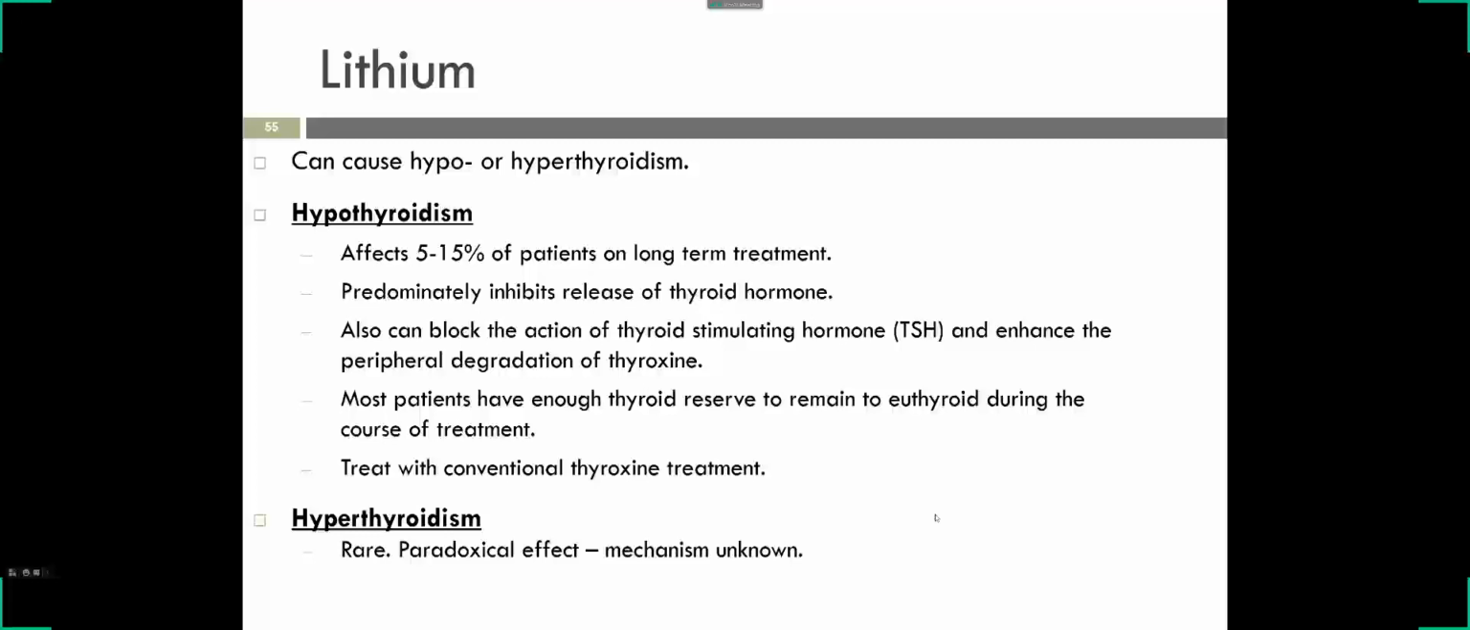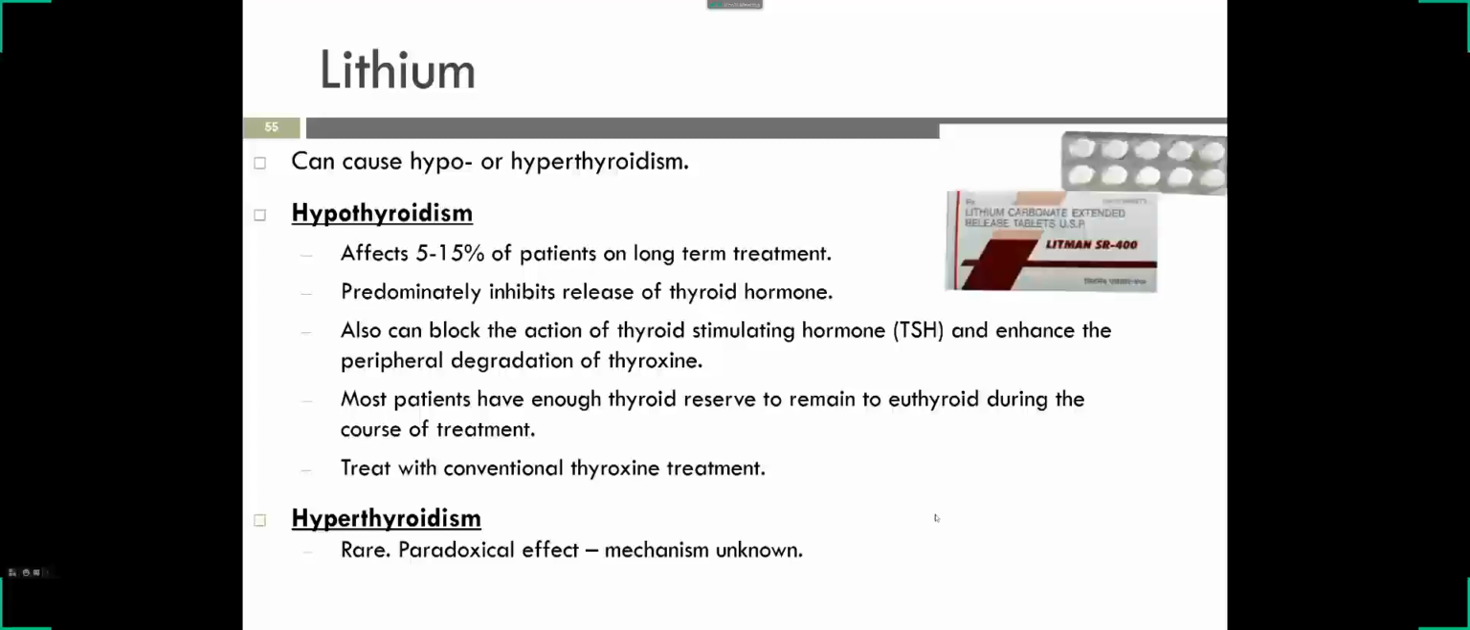In hyperthyroidism, which is very, very rare, it's still, as I mentioned, a bit of a mystery how or why that happens, mainly because we don't really understand fully all the mechanisms and all the things that lithium actually binds to.